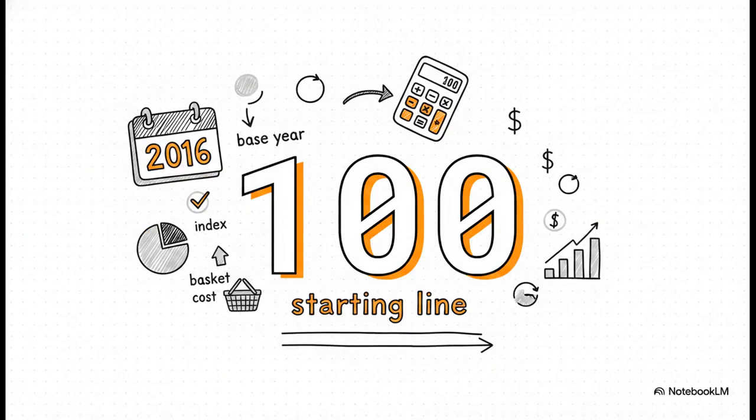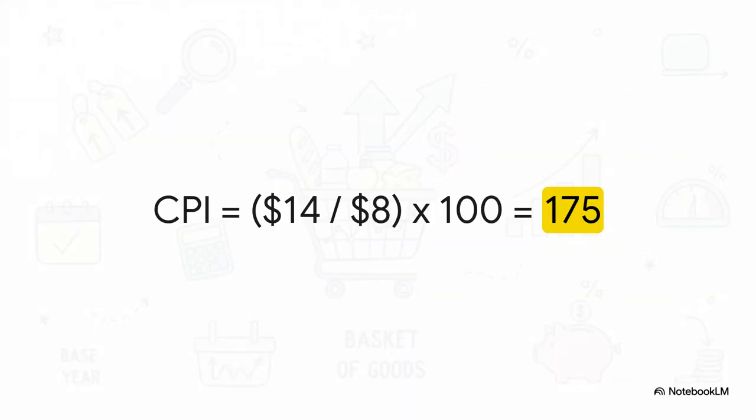Now for step 4, the base year. If we just arbitrarily pick 2016 as our base year, we divide the 2016 basket cost by itself, so $8 divided by $8, and multiply by 100. That means the index for our base year is always, mathematically, set to exactly 100. It's our starting block. So what does 2017 look like?